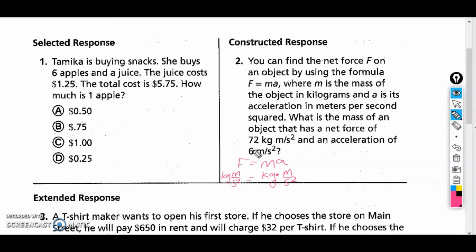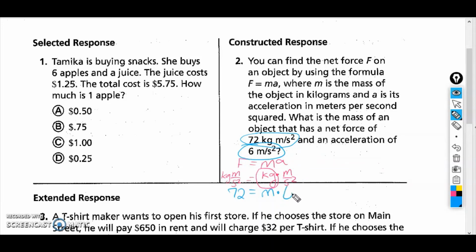So what is the mass of an object? So I'm looking for this part. That's what I'm looking for. That has a net force, so the force is 72 kilograms meters per second squared. Since I know my kilograms times meters per second squared is here, I know 72 goes here. I don't know my mass, so I'm going to leave it as m. An acceleration of 6 meters per second squared, so that goes here.